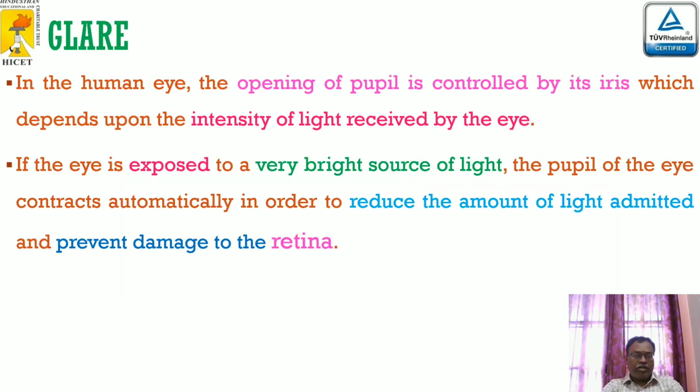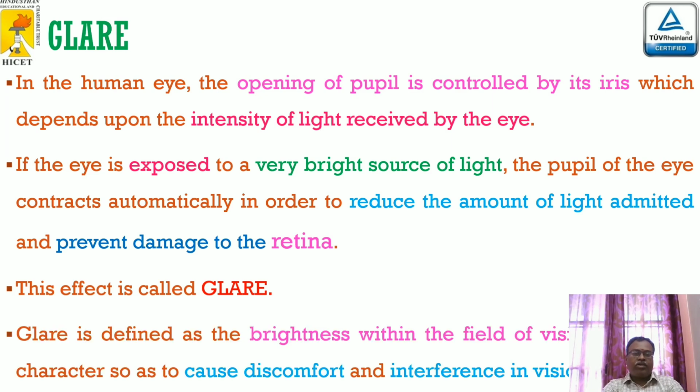And glare is a very important thing on the industrial side. In our human eye, it is very irritating to us, though we can clearly see objects. In the human eye, the opening of the pupil is controlled by its iris, which depends upon the intensity of the light received by the eye. If the eye is exposed to a very bright source of light, the pupil of the eye contracts automatically in order to reduce the amount of light admitted and prevent damage to the retina. This effect is called glare, so we have to avoid that. Glare is defined as brightness within the field of vision of such a character as to cause discomfort and interference in vision.